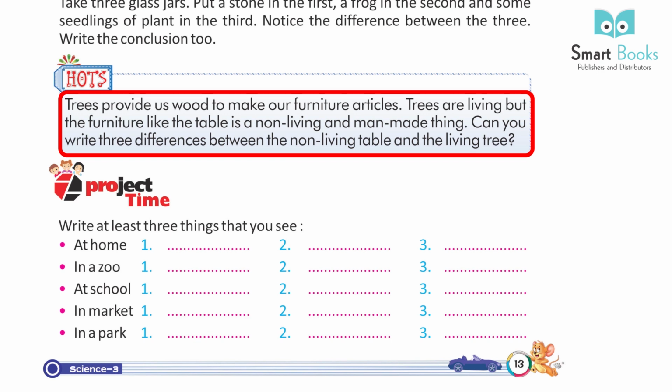Trees provide us wood to make our furniture articles. Trees are living, but furniture like the table is a non-living and man-made thing. Can you write 3 differences between the non-living table and the living tree?